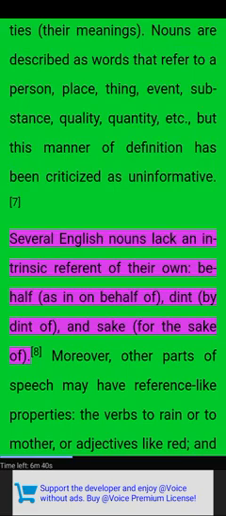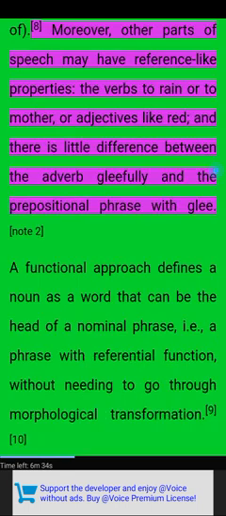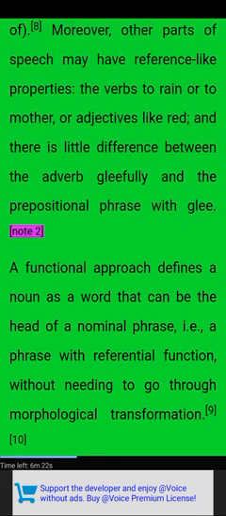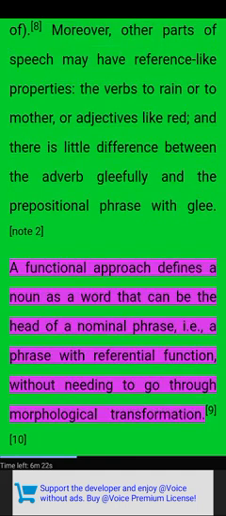Several English nouns lack an intrinsic referent of their own: behalf, as in on behalf of, dint, by dint of, and sake, for the sake of. Moreover, other parts of speech may have reference-like properties: the verbs to reign or to mother, or adjectives like red, and there is little difference between the adverb gleefully and the prepositional phrase with glee. Note 2. A functional approach defines a noun as a word that can be the head of a nominal phrase, i.e., a phrase with referential function, without needing to go through morphological transformation.